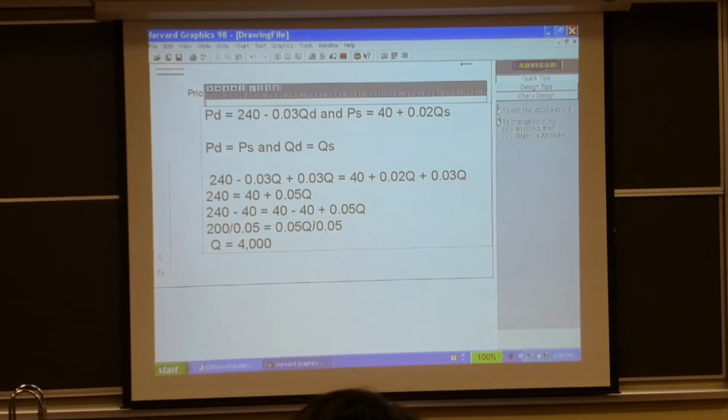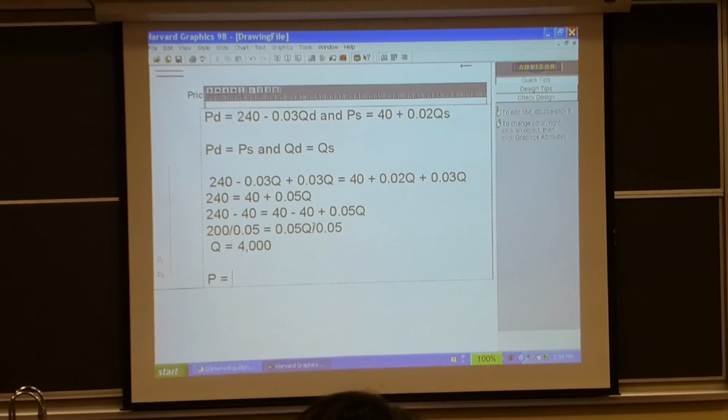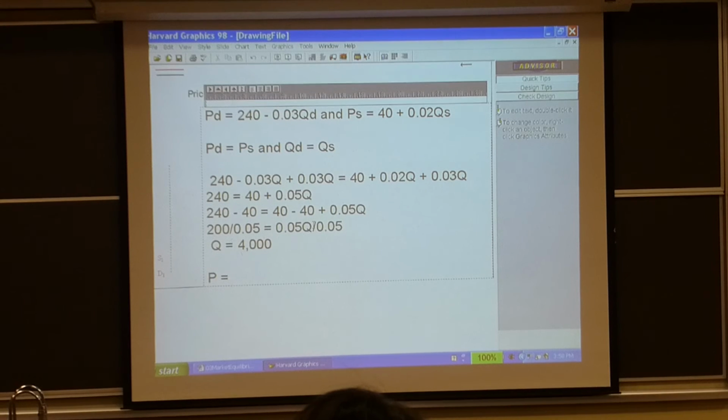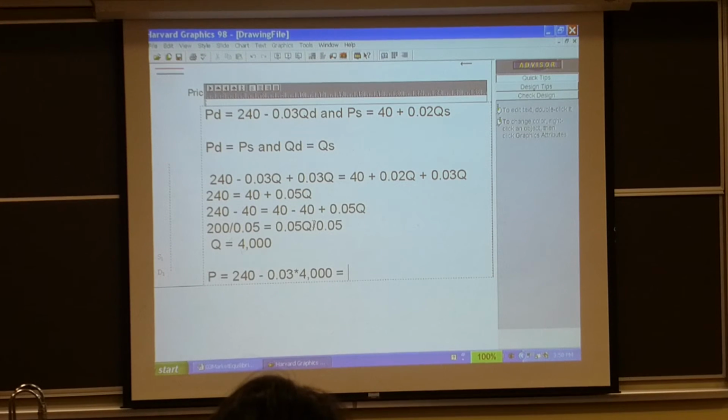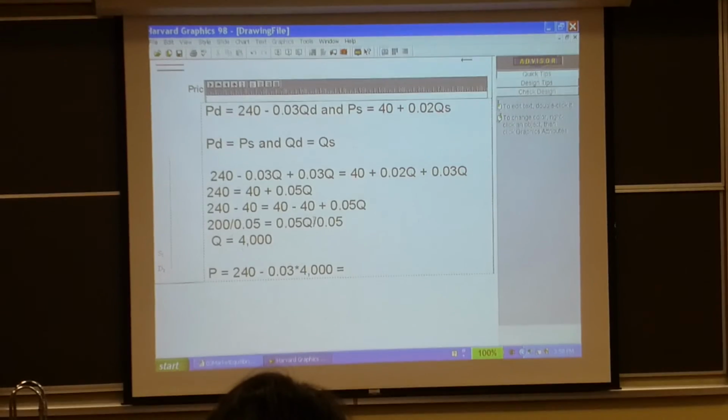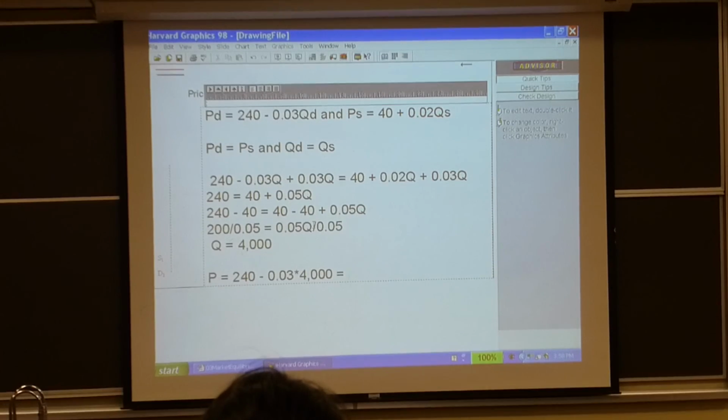So Q is 4,000. Okay, now, what's our next thing? What is the price? How do we find the price? Well, how do we find the price? Plug it in. 240 minus 0.03 times 4,000. Now, by the way, I don't even know if 4,000 is correct. I mean, it seems to be for my calculations. Who knows? I might have been distracted. So, what price have we got here? 120, because 0.03 times 4,000 is 120.